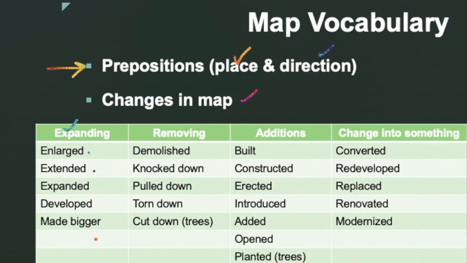These are just the verb forms that I've written over here. Expanded, developed, made bigger. For removal, you can use demolished, knocked down, pulled down, torn down. In case of trees, you can say cut down. If trees are added, you can say plantation of trees, or trees were planted, or forests were planted. If there is another addition like a building or some kind of facility that was opened, you can say built, constructed, erected, introduced, added, opened, etc. If something is changed from something to something, then you can say converted, redeveloped, replaced, renovated, modernized, etc.